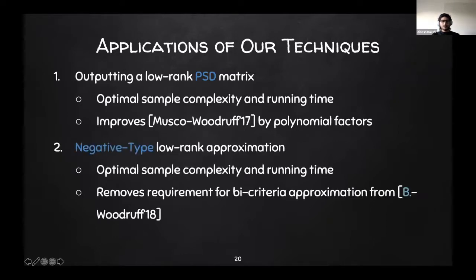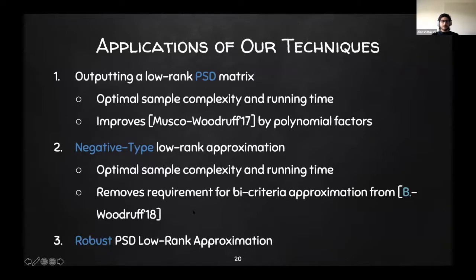Another problem that might a priori seem unrelated is that of low-rank approximation for negative type matrices. A negative type matrix is a distance matrix where the distance metric that we are considering is the squared Euclidean norm equipped with triangle inequality. So this is a very general metric. It captures well-studied metrics like L1, L2, etc. And we show that we obtain optimal sample complexity and running time for such problems as well, and it improves on prior work by getting rid of the bi-criteria approximation that appeared in them.